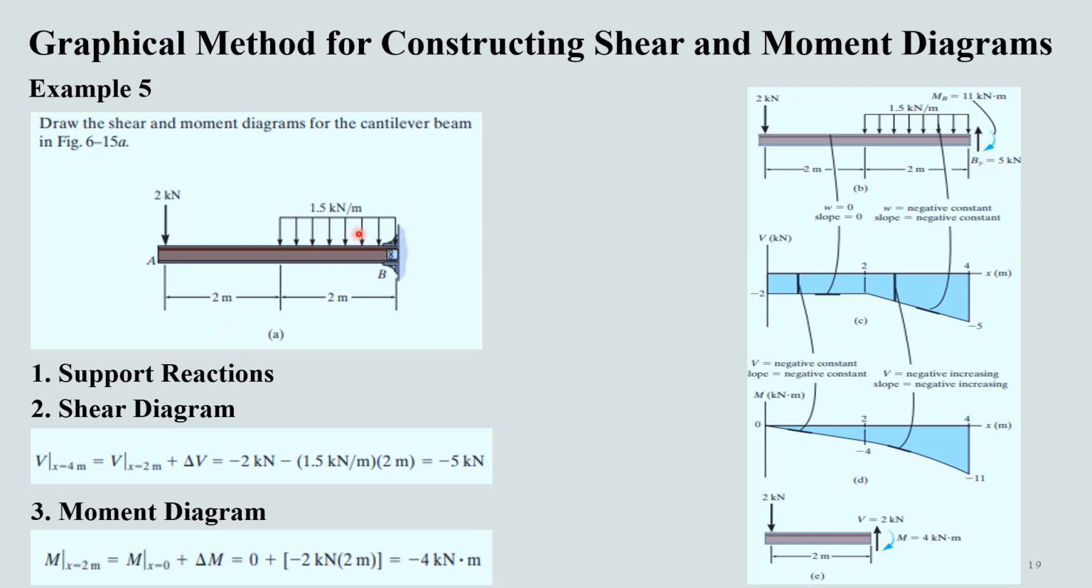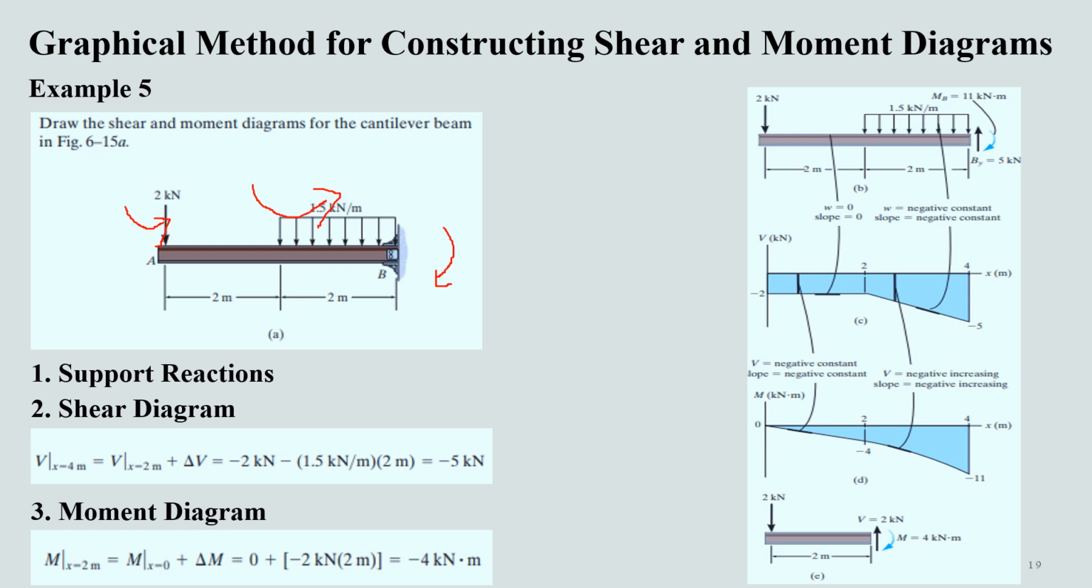And if we have a moment of 1.5 into 2 into 1, that will be 3, and plus moment of 2 into 4, 8, and thus the reaction moment at this location will be 11 kilonewton meter. And here these applied loadings are causing an anti-clockwise moment, thus the resisting moment will be clockwise, and thus we have a clockwise moment here. Now we can go towards the construction of shear diagrams.